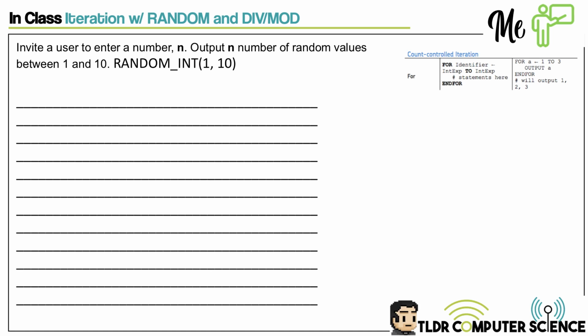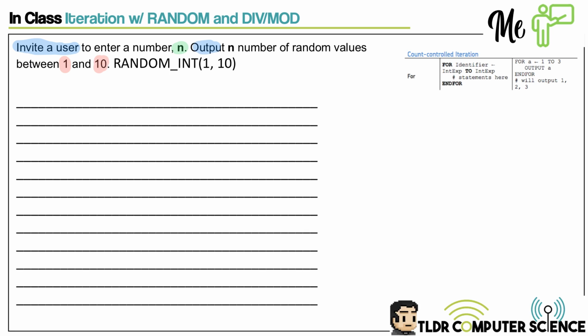Now I'm looking for variables. Where do we see some variables? N, totally. And I think N is actually our only variable realistically here. What actions do you see? Invite a user. So that's going to have the output, and we're going to need the input for them to input the N. Output the number of random values between 1 and 10, yeah. Any variable, any values we need to pay attention to? Yeah, the 1 and 10.